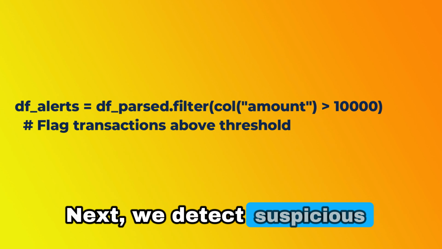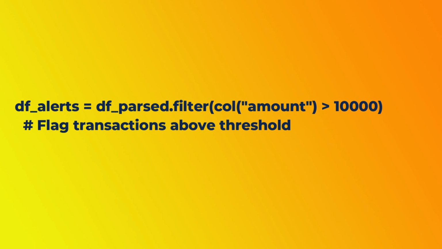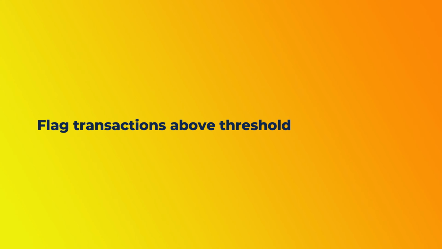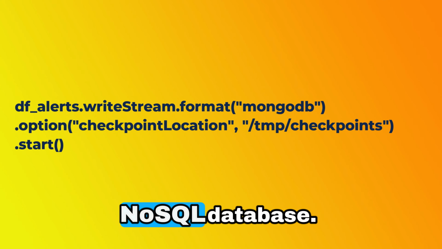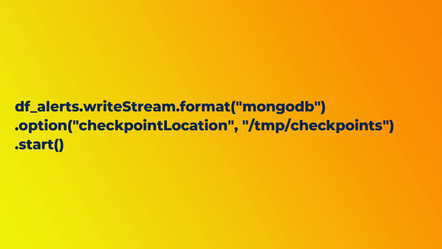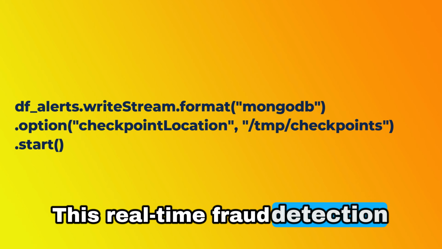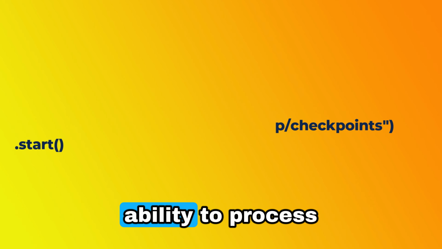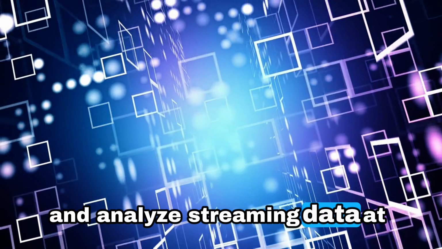Next, we detect suspicious transactions. Finally, we write alerts to a NoSQL database. This real-time fraud detection pipeline demonstrates Spark's ability to process and analyze streaming data at scale.